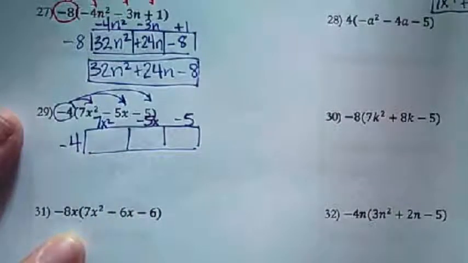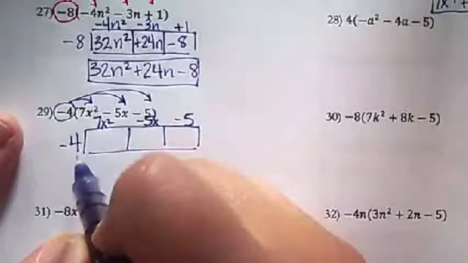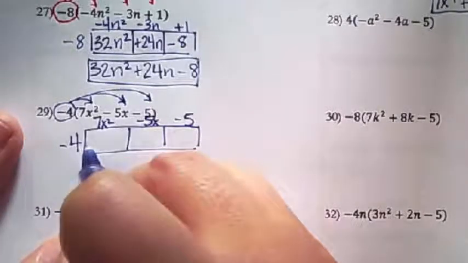Okay, so I have it all set up. Now you should be able to do this along with me on the video and just use the video to check yourself because we're just multiplying. So let's see, negative 4 times 7, well that's negative 28.